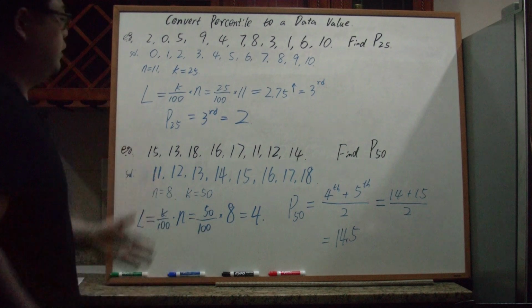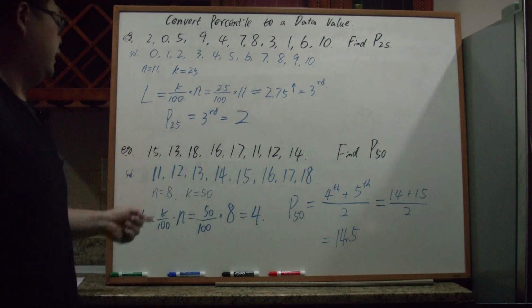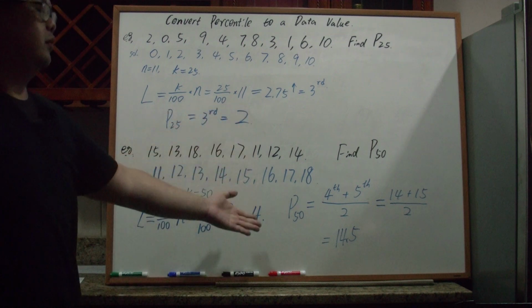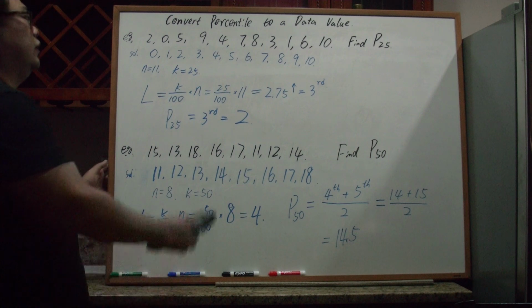So that's two examples. One is we get a decimal for the locator, the other we get a whole number for the locator. The way we're doing them is a little different, so be careful when you do the question.